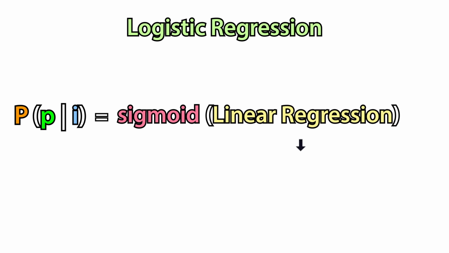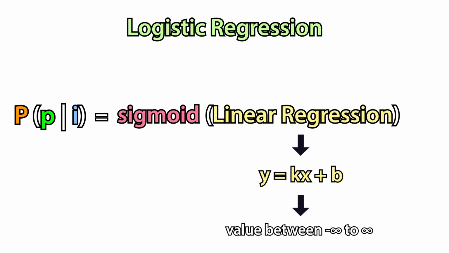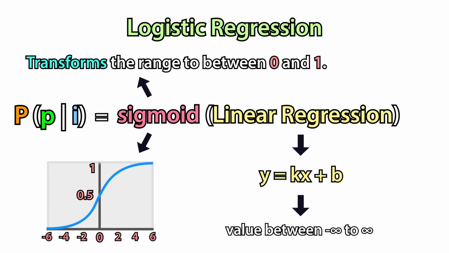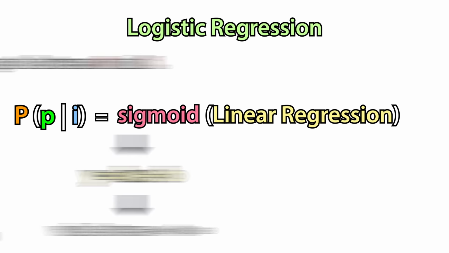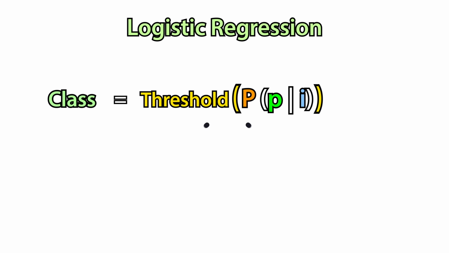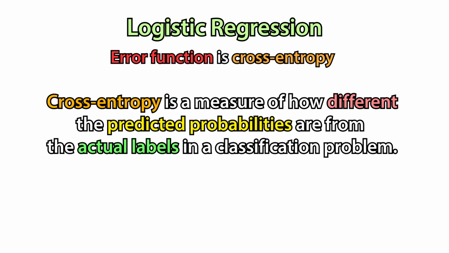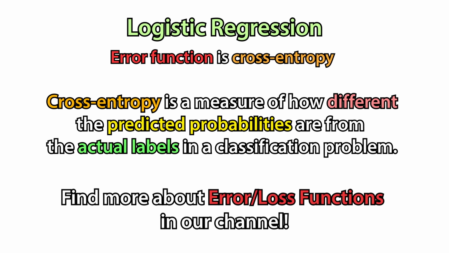It consists of a linear regression part that predicts a value from negative infinity to positive infinity, and a sigmoid function that transforms it into a range 0 to 1. This value is often interpreted as the probability of predicting the positive class. The threshold, which can be adjusted, is used to decide the predicted class. The error function used is cross-entropy loss because the labels you want to compare are not continuous but categorical.